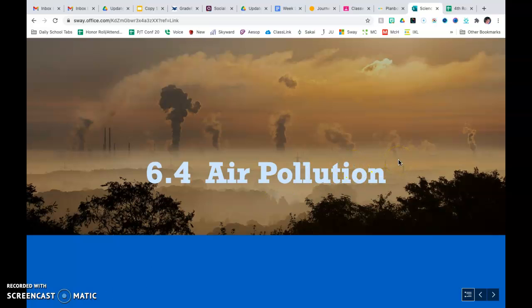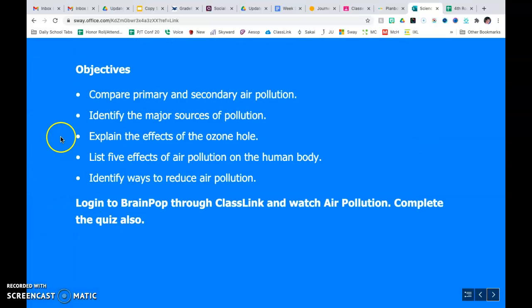Alright, today we're going to conclude our study of Chapter 6 with Lesson 4 on air pollution. There are 5 objectives today. You should be able to do the following by the end of the lesson.